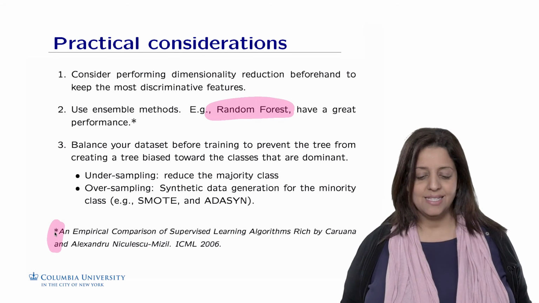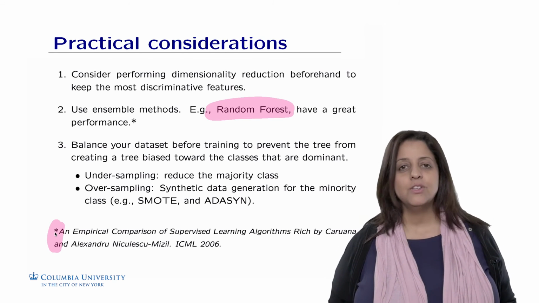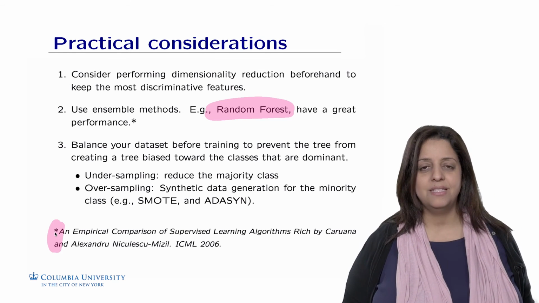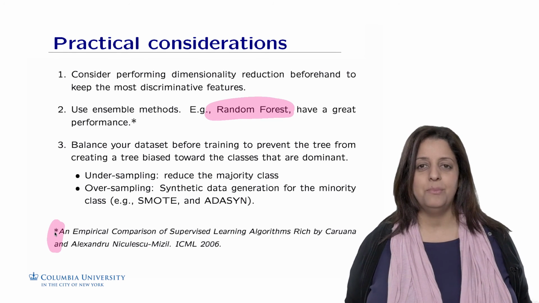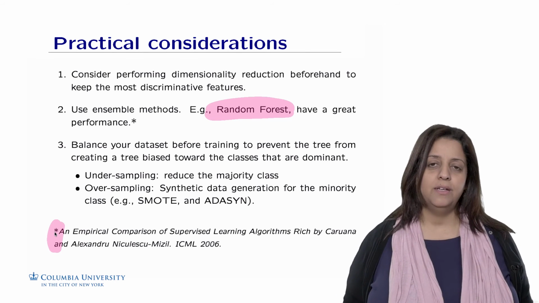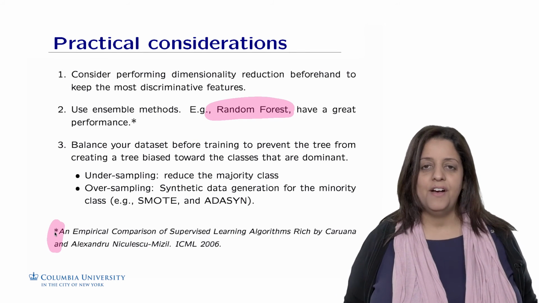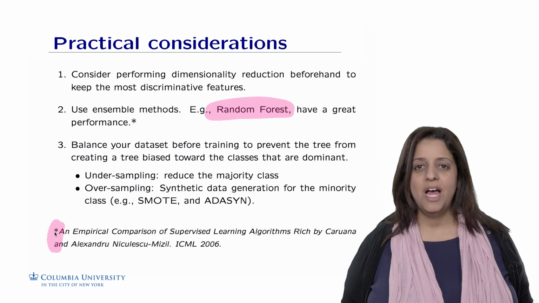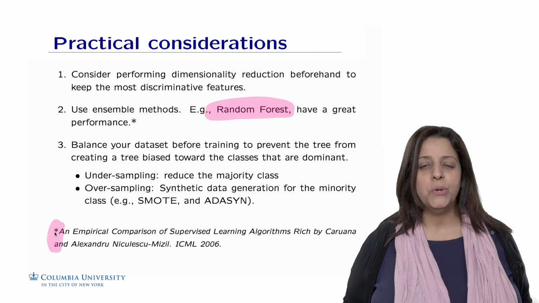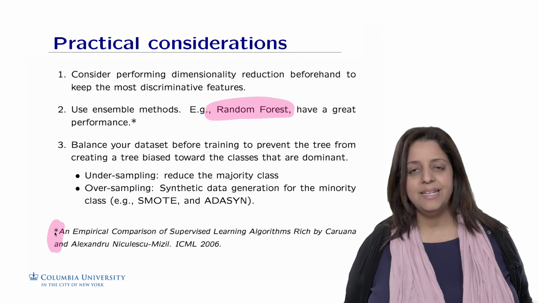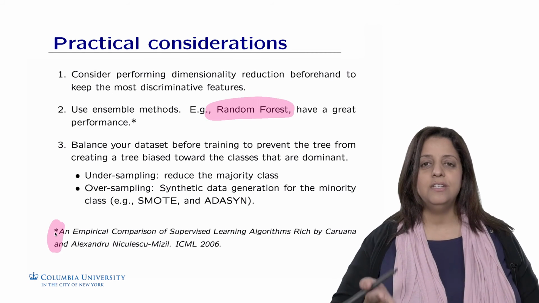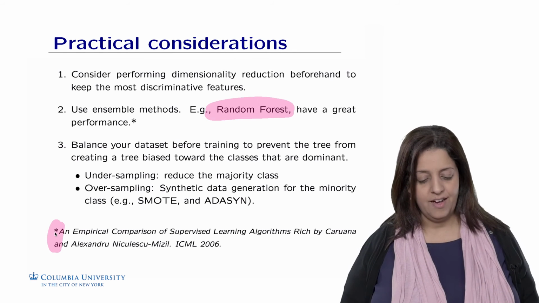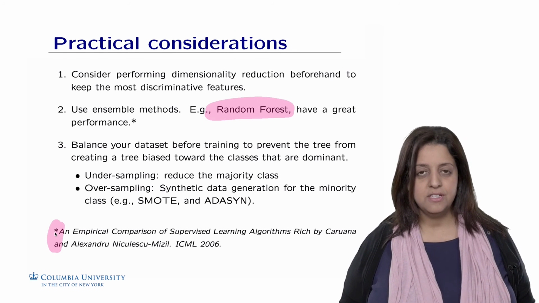The third consideration is to balance your data before training, to prevent the tree from just learning the biased class or the most dominant class. So suppose 90% of your data is positive examples, and the rest is negative examples. It's very easy to find a decision tree that would classify 90% of your data as positive. So in this case, you'll have great accuracy, but you will do poorly on the remaining 10%. In this case, you just need to rebalance the data, as decision trees can be really affected by this kind of scenario.